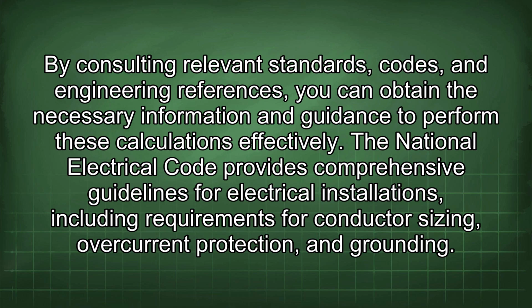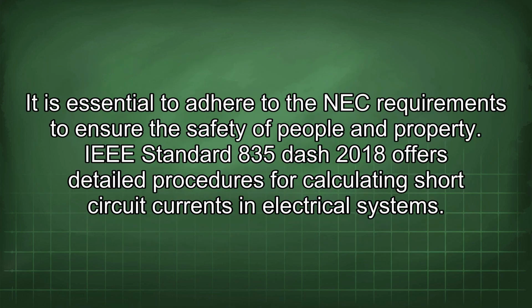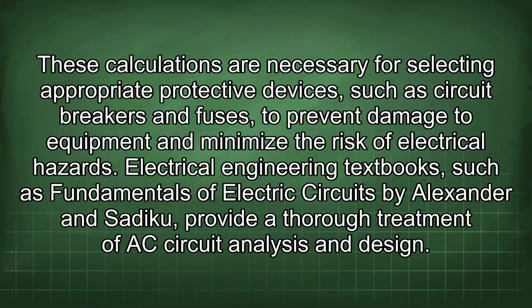The National Electrical Code provides comprehensive guidelines for electrical installations, including requirements for conductor sizing, overcurrent protection, and grounding. It is essential to adhere to the NEC requirements to ensure the safety of people and property. IEEE Standard 835-2018 offers detailed procedures for calculating short-circuit currents in electrical systems. These calculations are necessary for selecting appropriate protective devices, such as circuit breakers and fuses, to prevent damage to equipment and minimize the risk of electrical hazards.